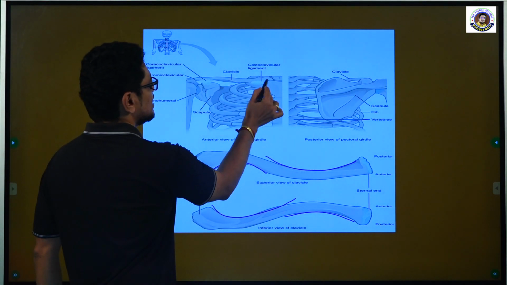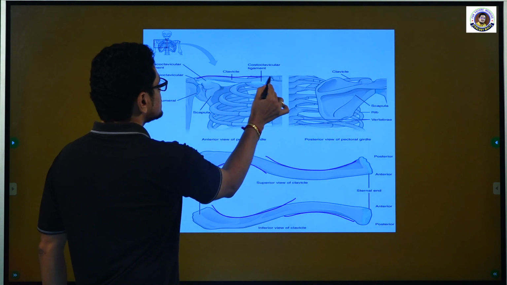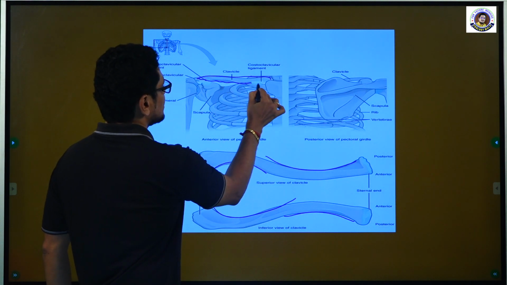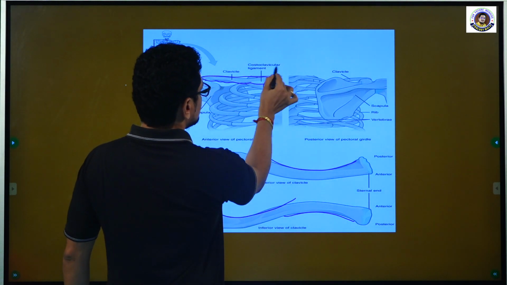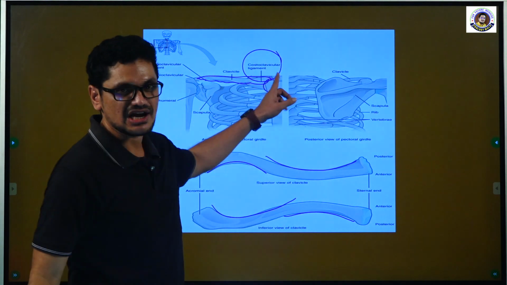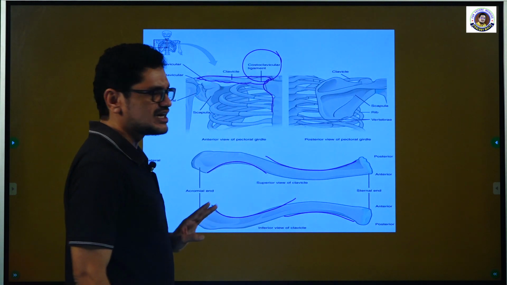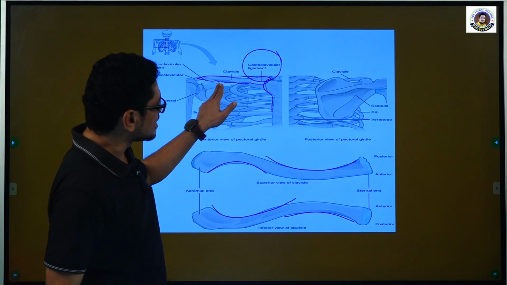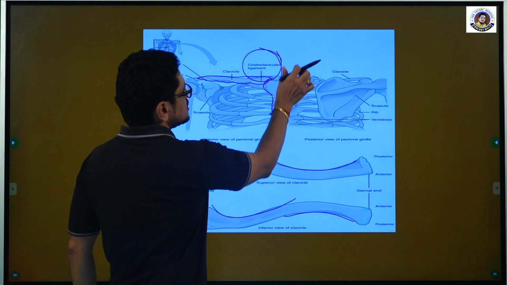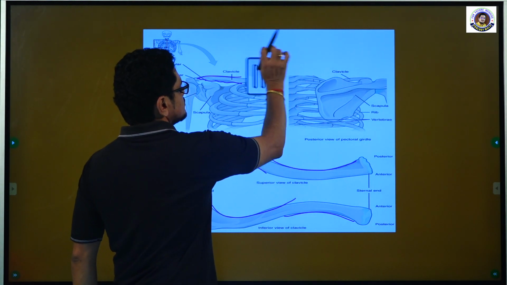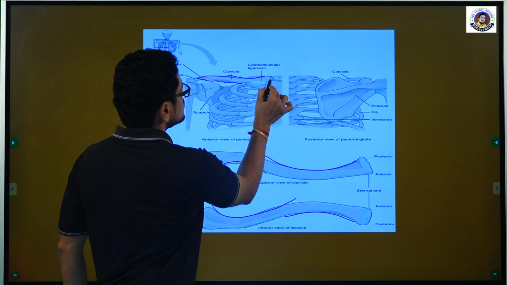This is the clavicle. On one side, the clavicle attaches to the sternum. The costoclavicular ligament helps in it, though we generally do not require that detail. The clavicle attaches to the sternum, and this one.